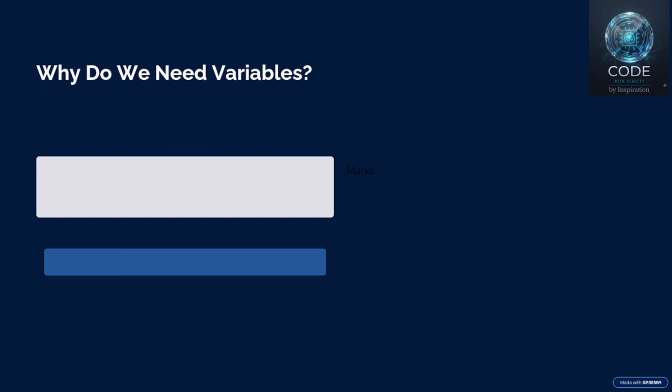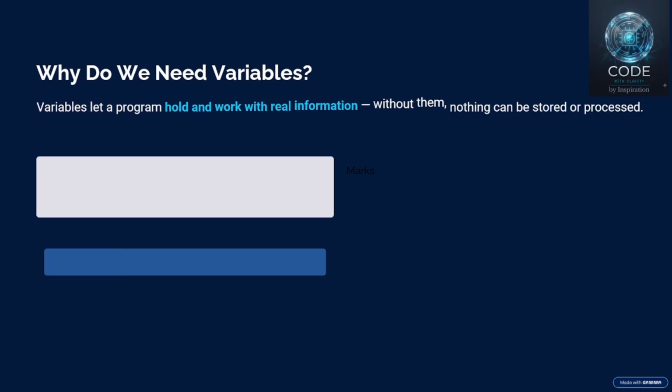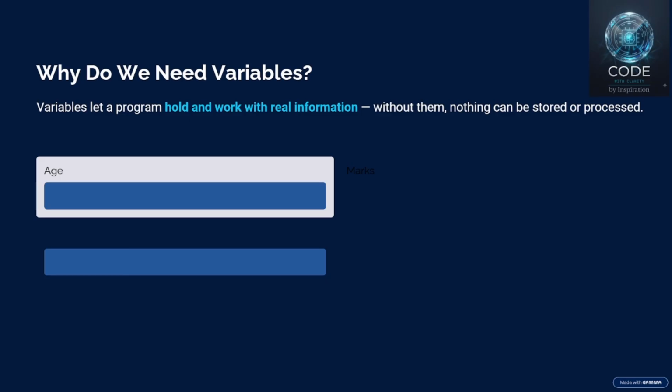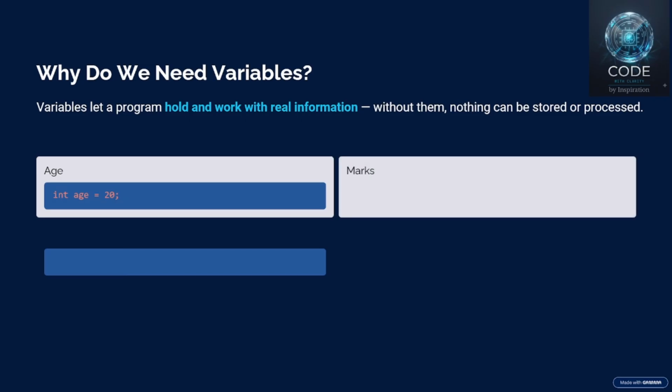Now let's come back to our real world example. Why do we need variables? We wanted to store the student's age, marks, roll number and grade. Okay, so this is where variables become useful. For age, we can write int age is equal to 20. For marks, int marks is equal to 85. For roll number, int roll number is equal to 12. And for grade, char grade is equal to A.